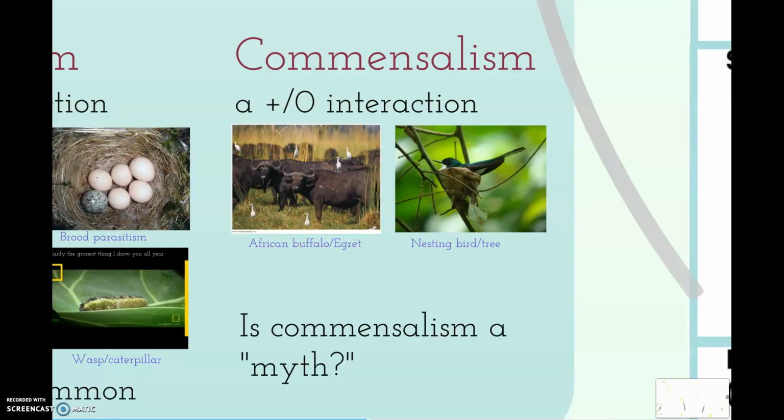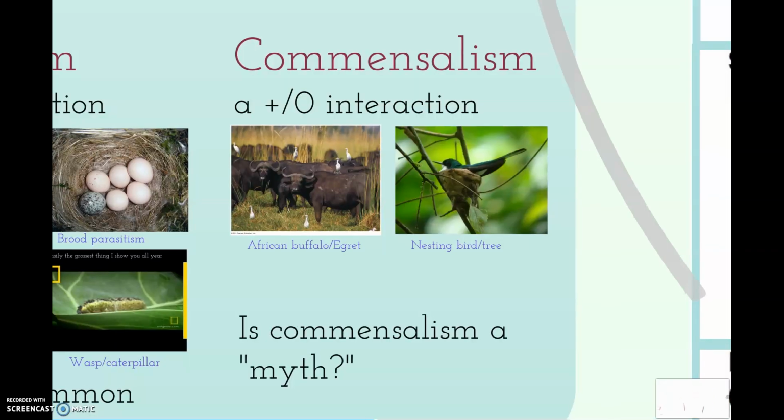I'm sure you guys have heard of more parasites. Botfly is another really gross one. So that was a plus-minus interaction, obviously. It went right into, I want to talk about one more thing with parasitism. So this is called brood parasitism.